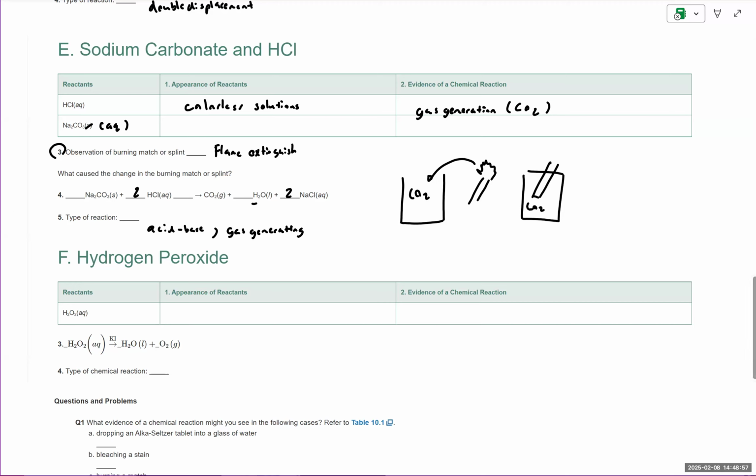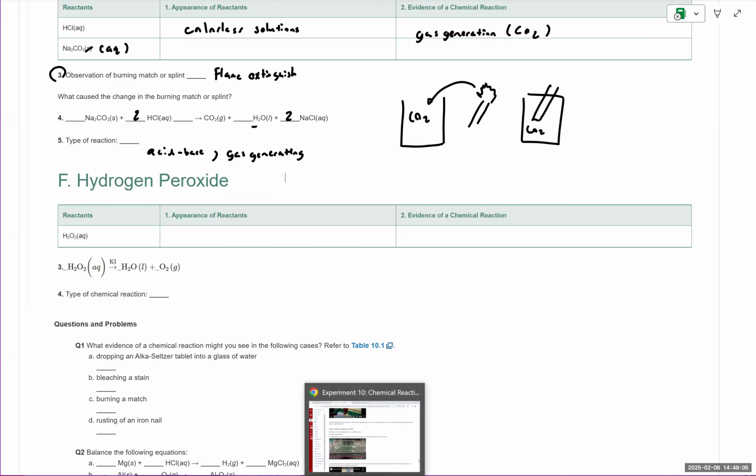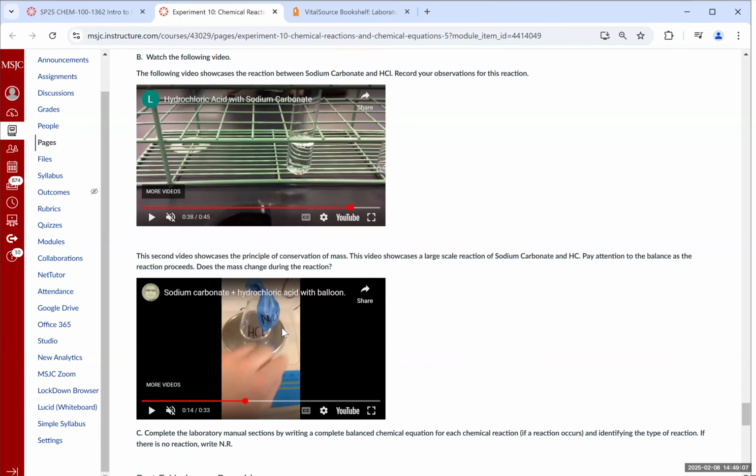Okay, let's look at part F now for hydrogen peroxide. And we're looking at the reaction of hydrogen peroxide and potassium iodide. For those wondering about this extra video, it just showcases the principle of conservation of mass. Whenever you run a reaction, the total mass doesn't change before or after the reaction.